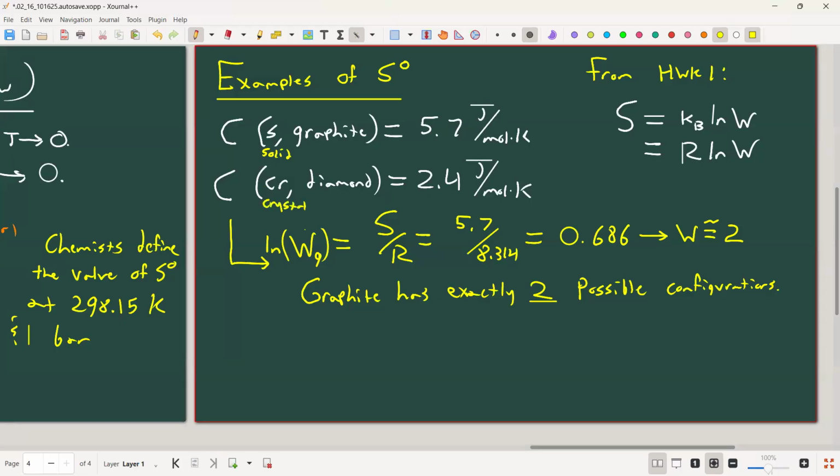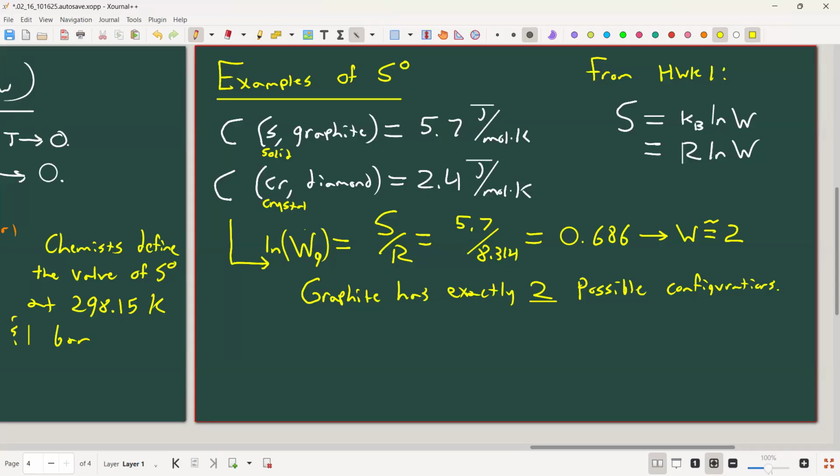Right, because as you guys know, graphite is not a crystal. Graphite is a soot. It's just a solid. It's often a powder. Whereas diamond, as you guys know very well, is a crystal. Distinctly a crystal. What does it mean that it has 2 configurations? In some sense, that there's only 2 ways to take graphite material and arrange it.